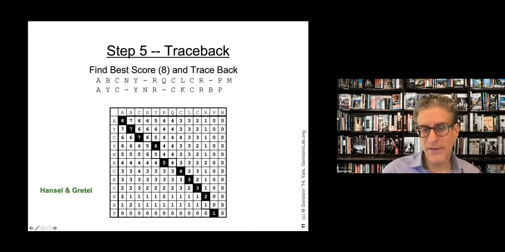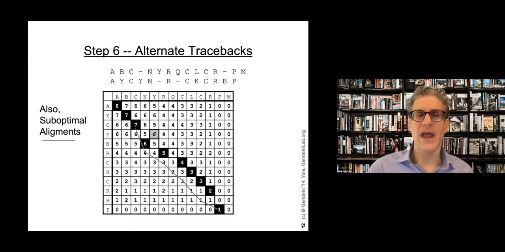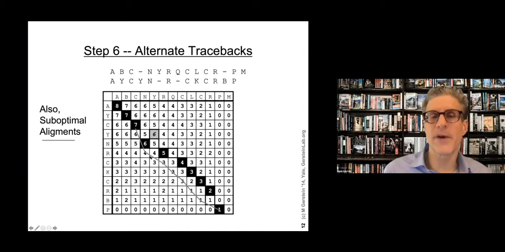And then you would follow your way all the way down, getting all the way down to matching the P with the P. I put Hansel and Gretel here because it's kind of like following your breadcrumbs back. And then we just talked about how there's alternate tracebacks in the matrix, and that's highlighted here.